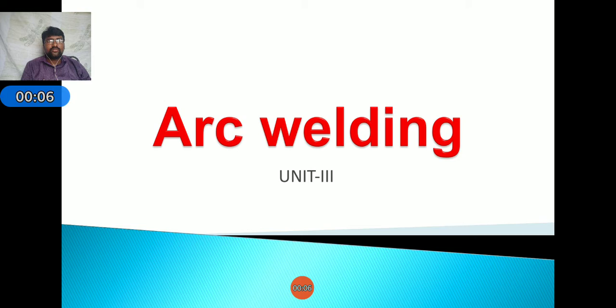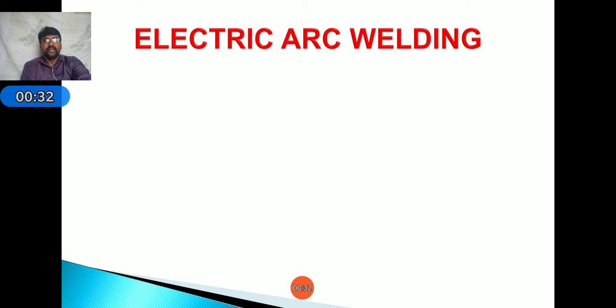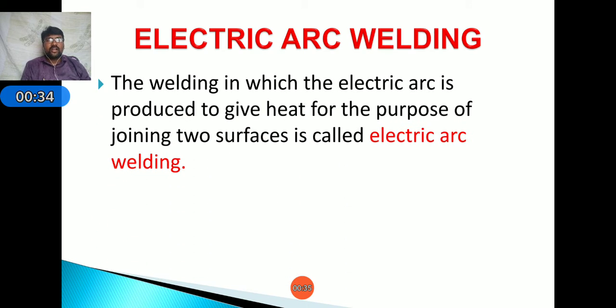In this lecture, we will discuss arc welding. Arc welding is one of the welding processes to join two work pieces. It works on the principle of electrical energy. By using an electrical energy source, arc welding is carried out. Coming to electric arc welding, the welding in which an electric arc is produced to give heat for the purpose of joining two surfaces is called electric arc welding.